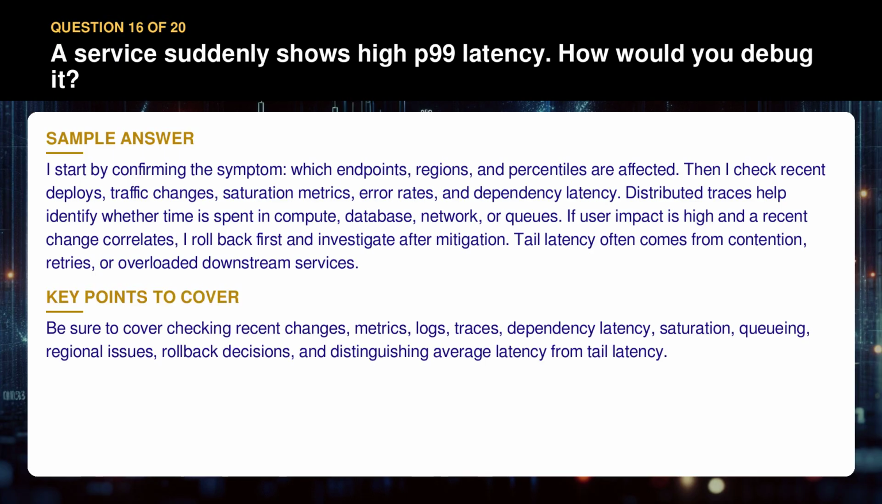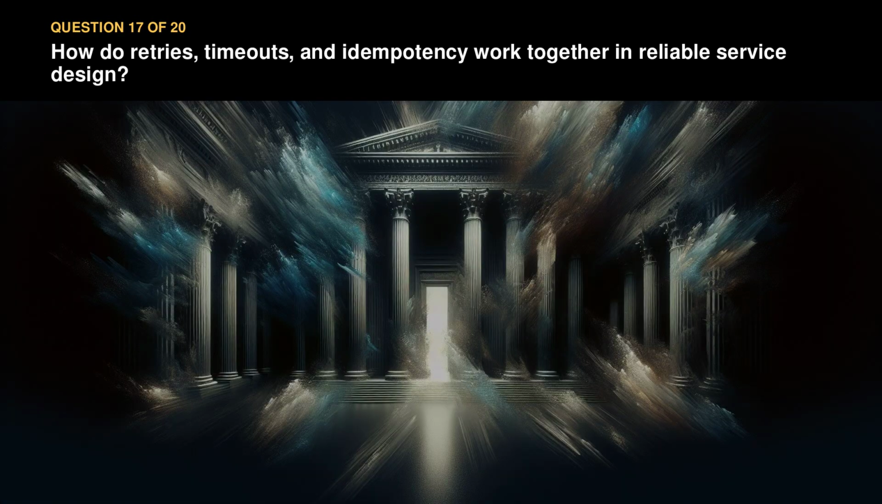Be sure to cover checking recent changes, metrics, logs, traces, dependency latency, saturation, queuing, regional issues, rollback decisions, and distinguishing average latency from tail latency. Question 17. How do retries, timeouts, and idempotency work together in reliable service design?